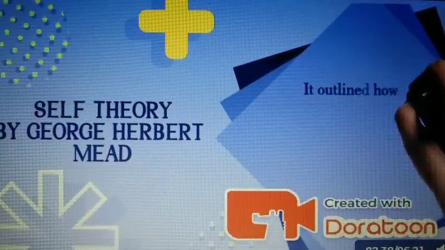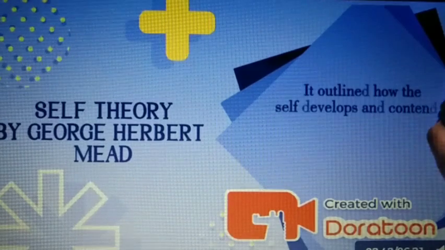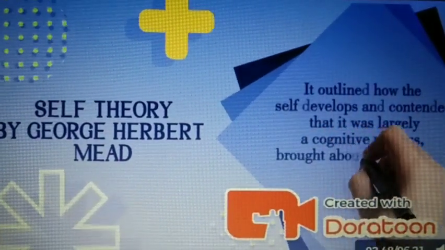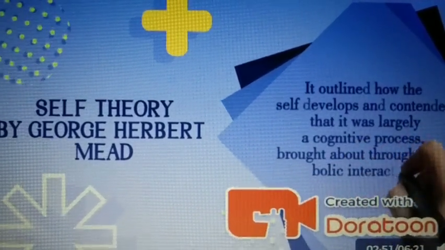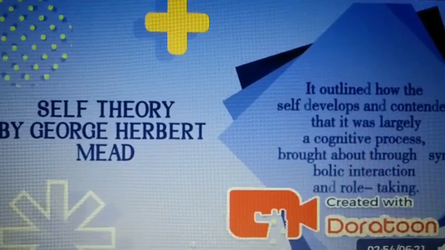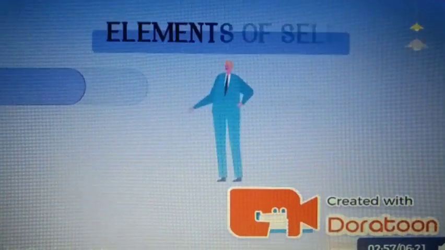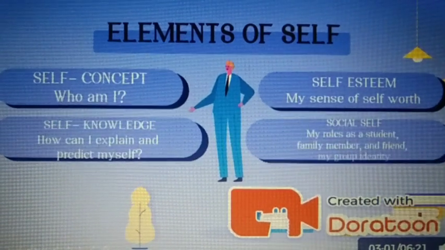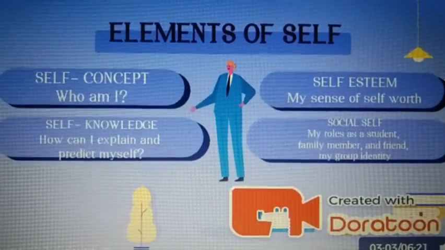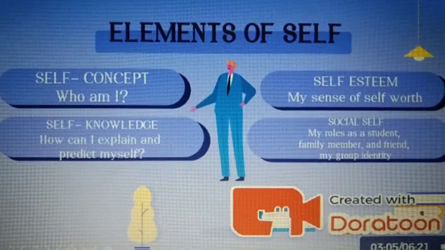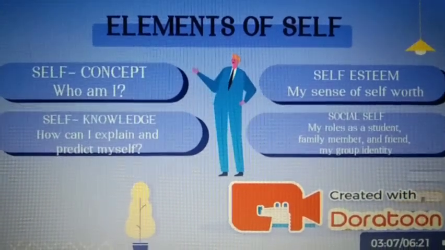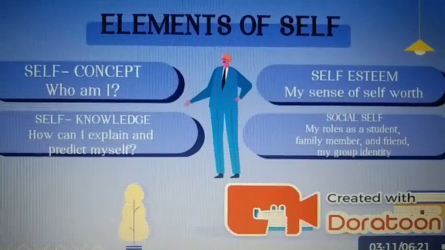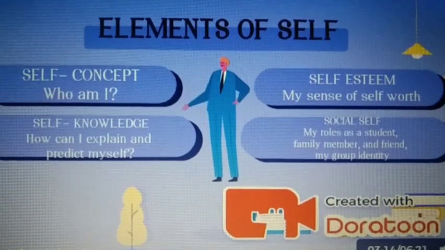Next is the self-theory of George Herbert Mead. It outlined how the self develops and contended that it was largely a cognitive process brought about through symbolic interaction and role-taking. We come now to the elements of self. There are self-concept, who says, who am I? Next is self-knowledge, that says, how can I explain and predict myself? Next is self-esteem, my sense of self-worth, and social self, that means my roles as a student, family member, and friend, and as my group identity.